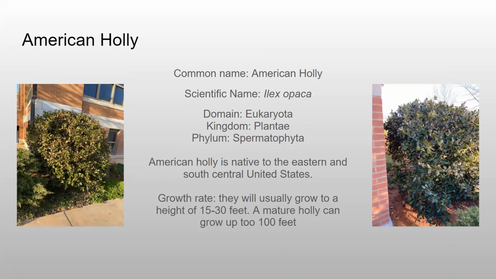Our plant for the experiment was an American holly, which was located on the south side of the biology building. This plant is commonly referred to by its common name, American holly. Its scientific name is Ilex opaca. It is of the eukaryote domain and from the kingdom Plantae. Its phylum is Spermatophyta. American holly is native to the eastern and south central United States. American hollies will typically grow to a height around 15 to 30 feet tall. A mature holly can even grow to be around 100 feet tall.